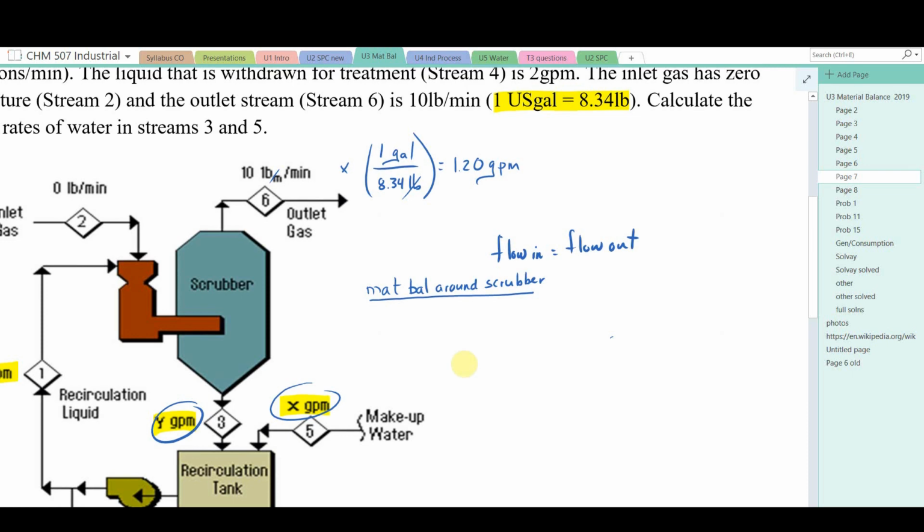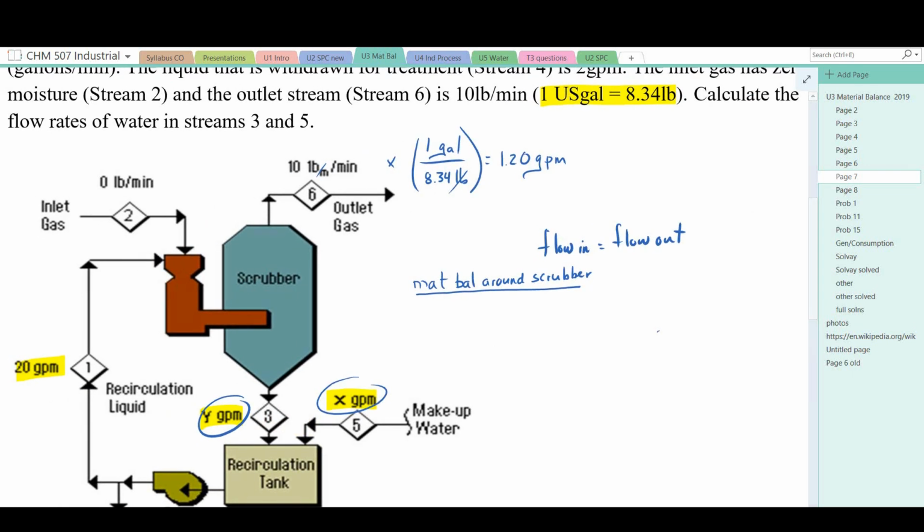Well, I've got stream 1. Stream 1 is over here, 20 gallons per minute. And then I have stream 2, that's 0 gallons per minute. Those two are coming into the scrubber. Going out of the scrubber, I have stream 6, which is 1.2 gallons per minute. And I have stream 3, which is our only unknown.